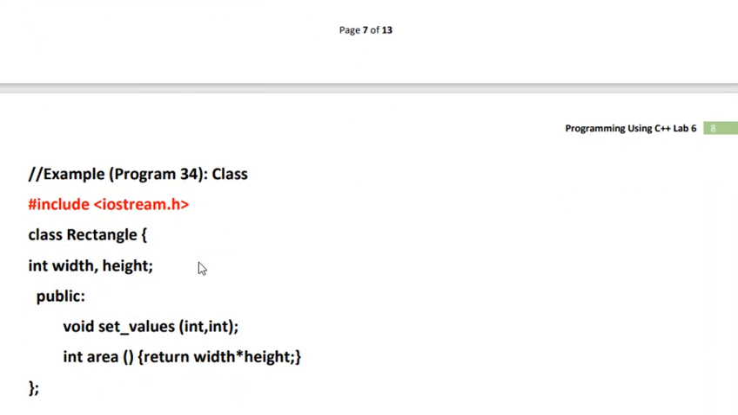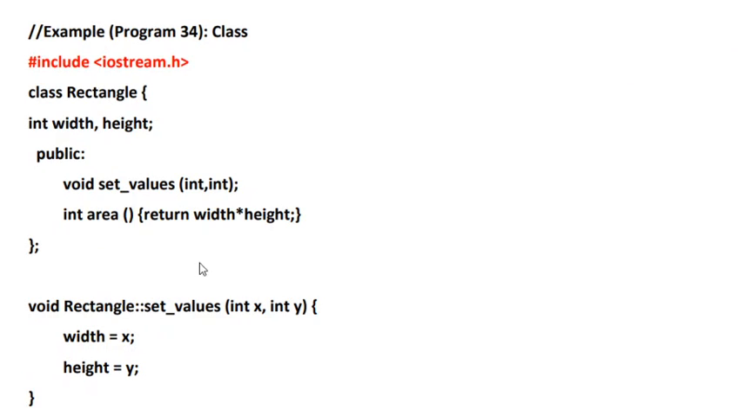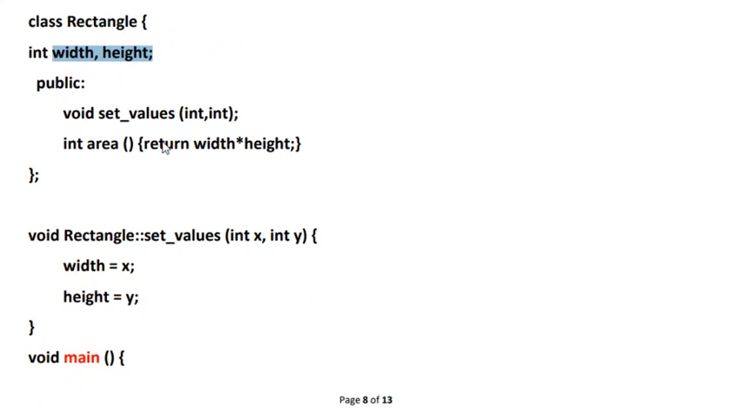Now next, we have a very simple example of a class. Here we have a class rectangle where we have private members width and height, and then we have a public function set value that takes two integer values, and a function area that determines the area of the rectangle. It returns an integer.